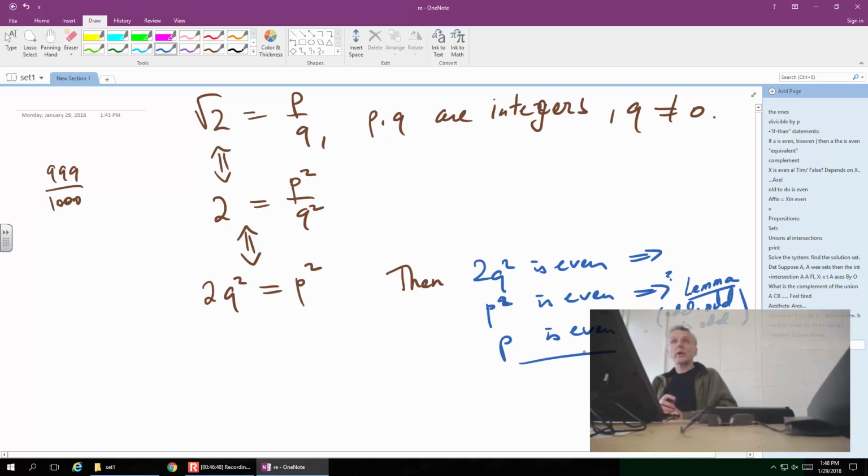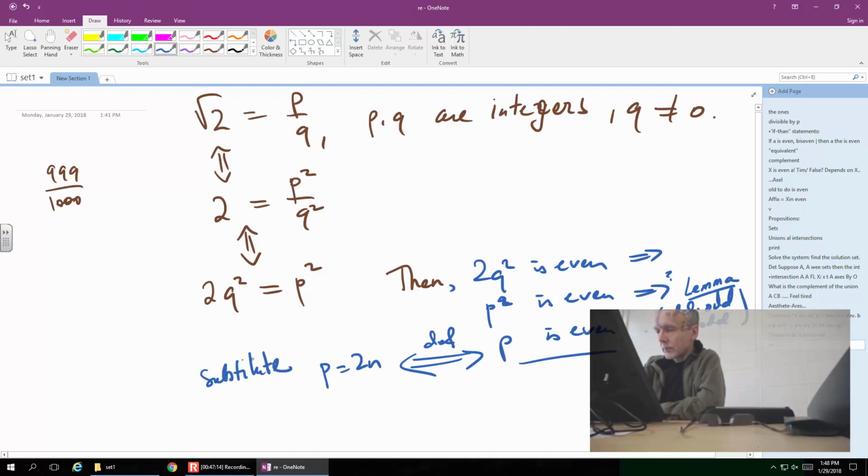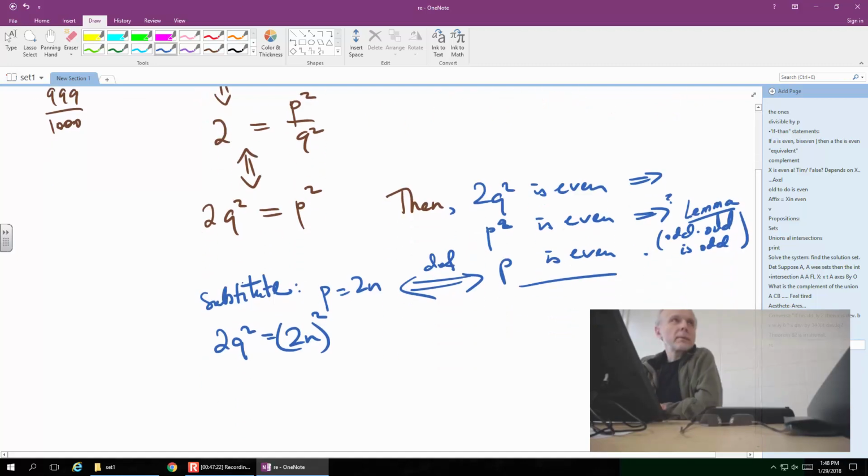Okay, so how do we continue with this? P is even, so let's draw some conclusion. How about we use the definition? P is even, so p is equal to 2n. Substitute. 2q squared is equal to 2n squared. Okay, let's do some algebra.